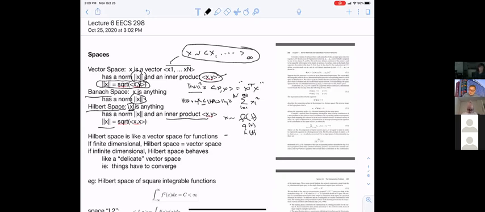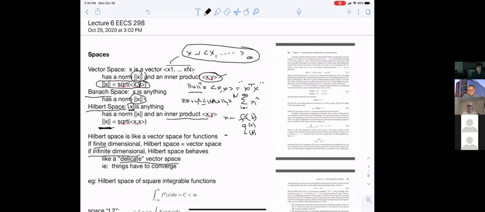Hilbert spaces themselves can be finite dimensional. We'll talk a little bit about what we mean by the dimension of a function space, but they can be finite or infinite dimensional. One way to think about it is an infinite dimensional Hilbert space behaves sort of like a very delicate vector space. There are lots of ways in which things cannot be Hilbert spaces. They may not converge. Limits may not exist in the way that you think. So you have to be a little bit careful about that. And lots of things that you'd think would behave like norms are not in fact norms.